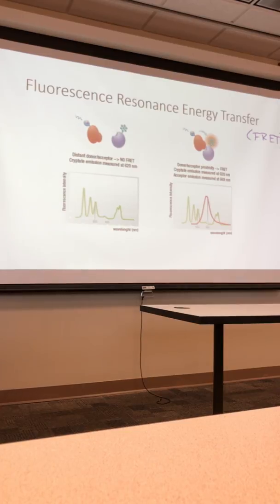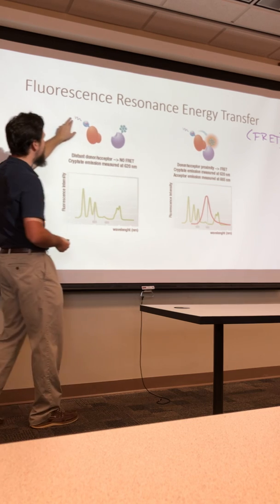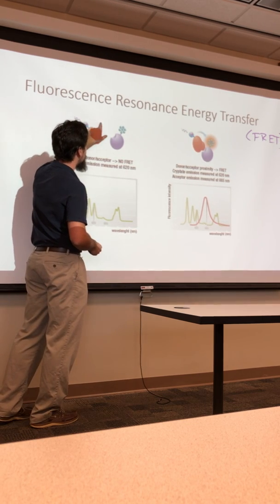Okay? So if you have two proteins that you've labeled and you want to know, are they forming a non-covalent interaction with one another, we basically label one with a donor molecule. It will take light, absorb it, and then it will fluoresce.